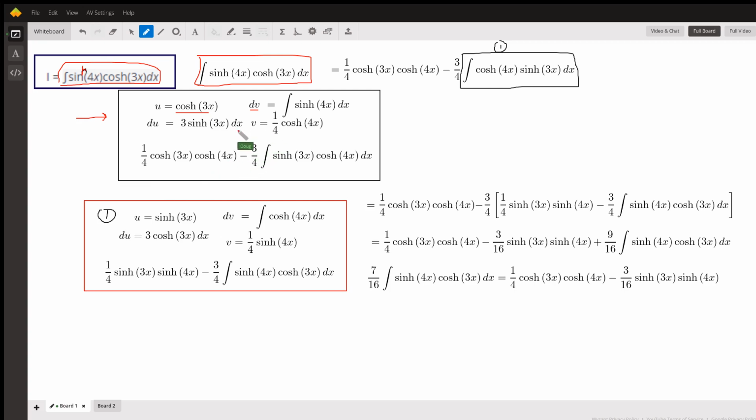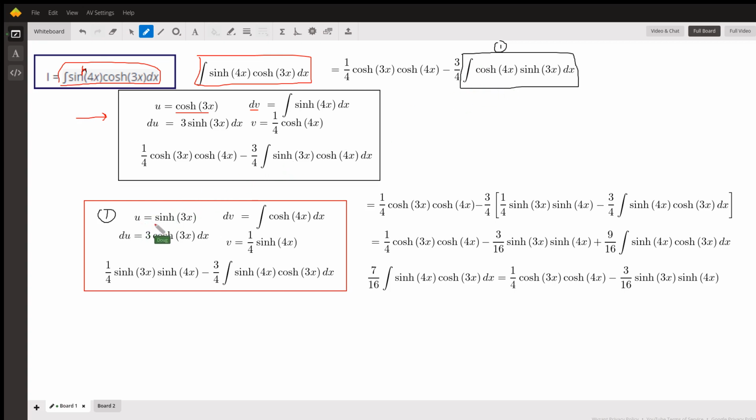Well, v times du will give us a minus 3/4 here, times the integral of sine of 3x cosine of 4x dx. And so this is what we've got up to this point. But now for this integral right here, we've got to use integration by parts again. Instead of changing the letters, I still used u and v.